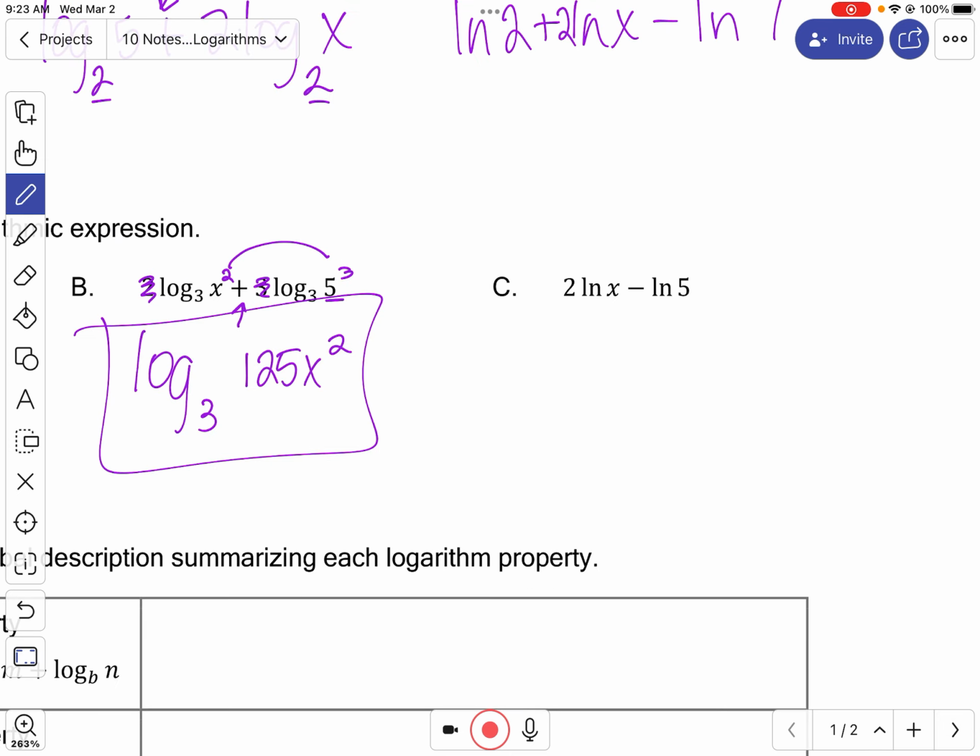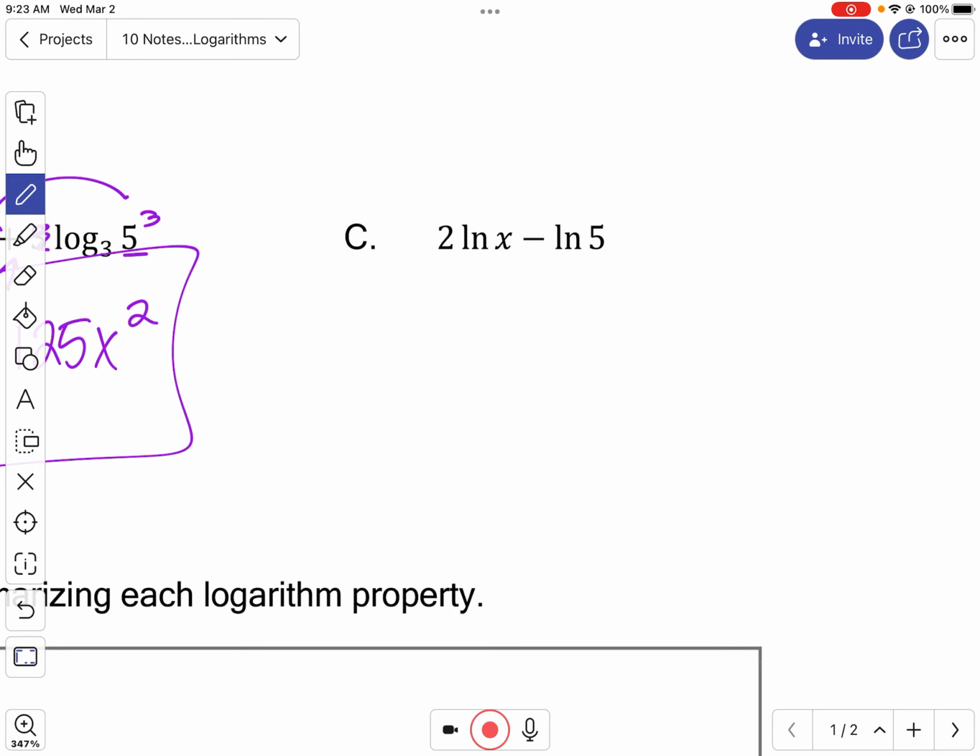Okay. Part C, notice I have 2 times natural log of x. So I'm going to go ahead and make that an exponent. And notice we're subtracting. So to condense this into 1, I look at my first natural log that I'm taking. X squared goes in the numerator, and then since I'm subtracting, whatever you subtract goes in the denominator. A lot of students want to do this.